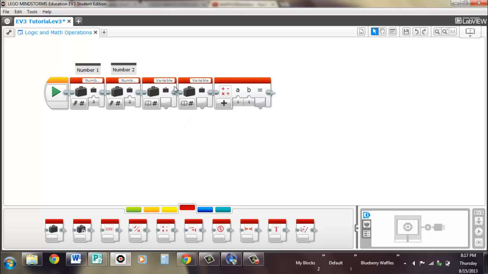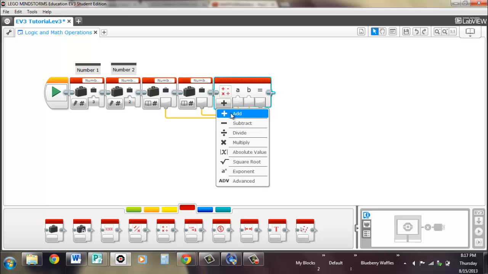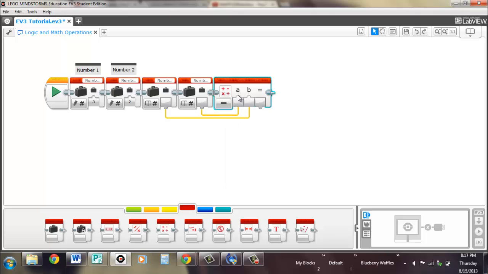And then number one will plug into A. And number two will plug into B. So right now it's in add mode, so it just adds the two numbers. Really simple. Subtract mode, basically A minus B. So that would be 3 minus 2, so it would output 1.